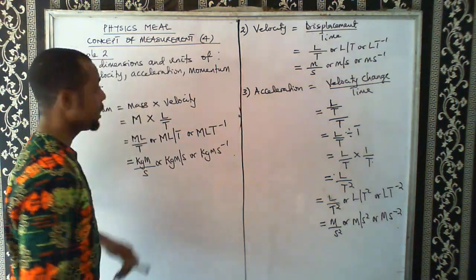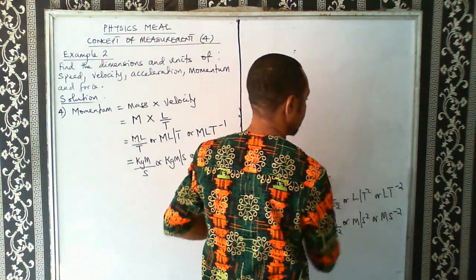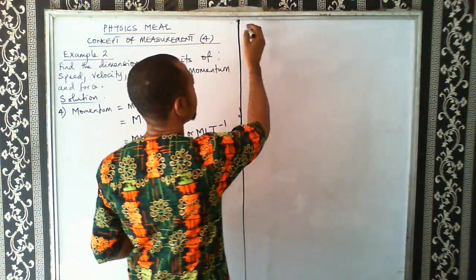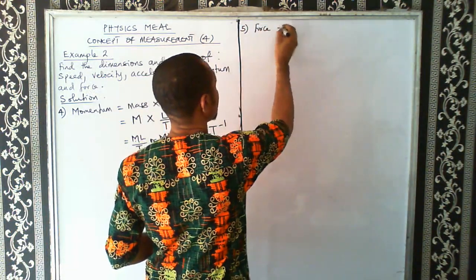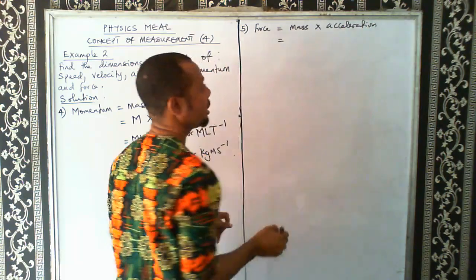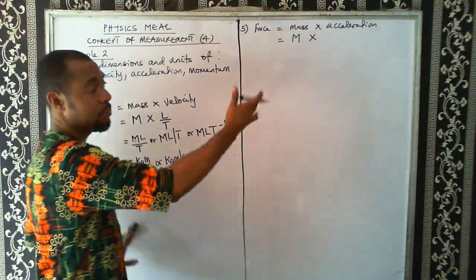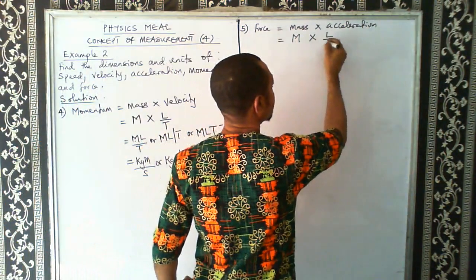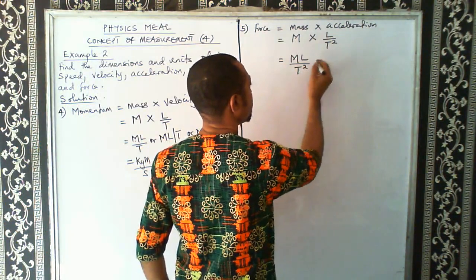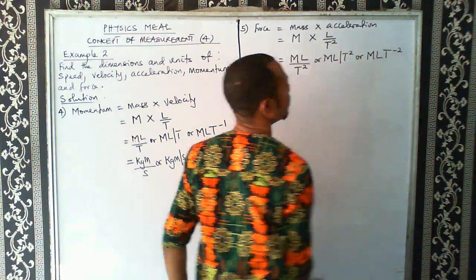So we have one more to go, and that's force. So how do we find the dimensions and units of force? Let's do that together. Then I will give you some takeaway questions that you are going to solve. So let's look at this. The fifth one, we have what? Force. Force is mass times acceleration. What is mass? M. What is acceleration? We found the dimension before. Acceleration is length over time squared. So this becomes M times this all upon T squared, which I can write as M L per T squared.